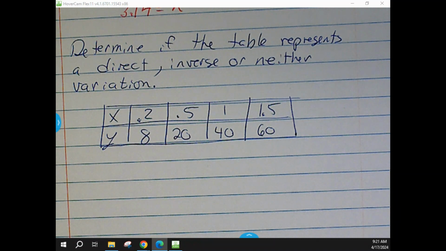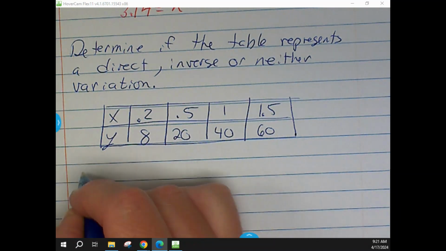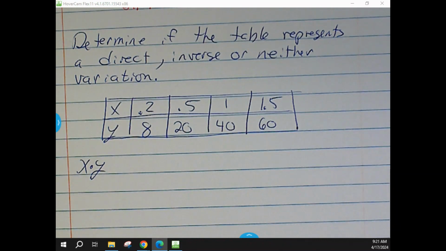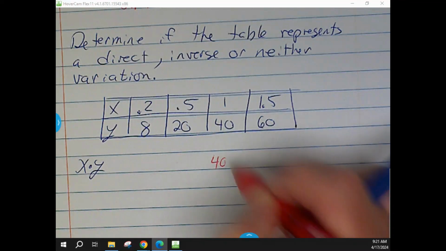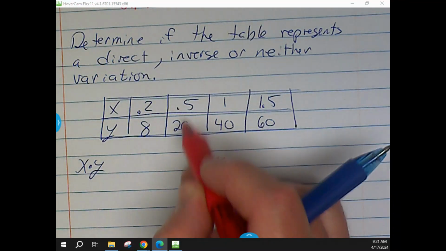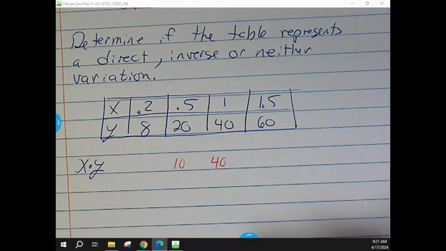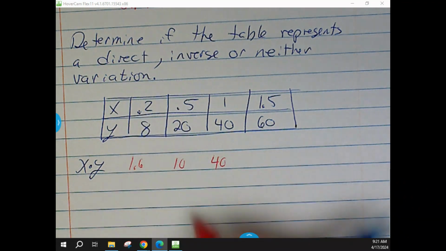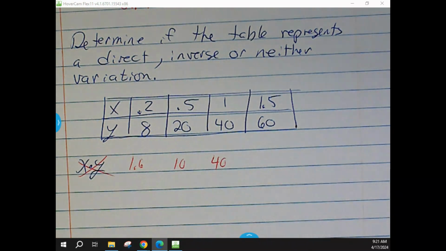Okay, so when you get these, always try doing x times y first, because multiplication is a lot easier. And that one should jump off at you on the page. If you do x times y, you've got 1 times 40 would be 40. You've got 0.5 times 20. Half of 20 is 10. So you know that x times y is not going to work.